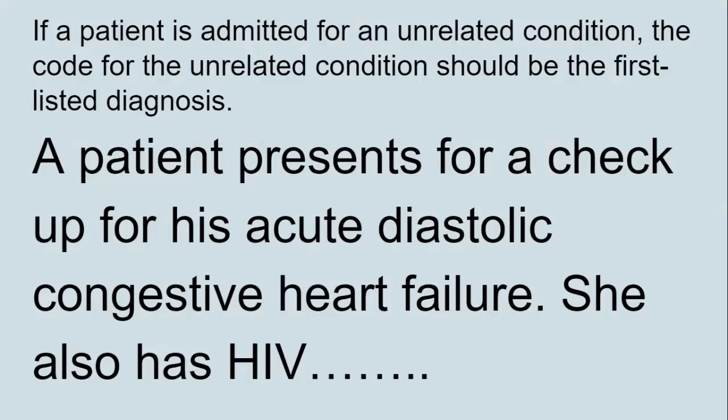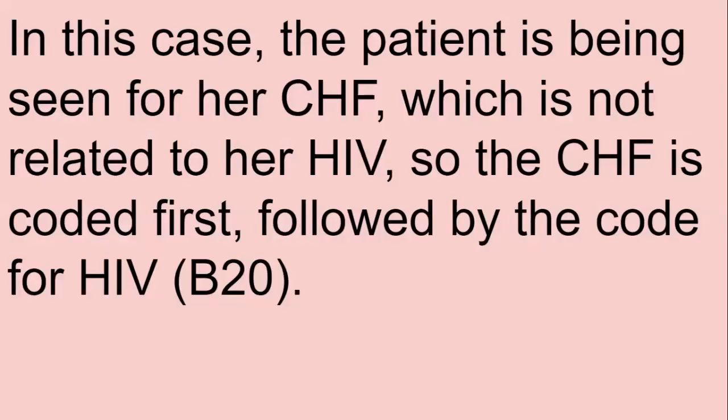If a patient is admitted for an unrelated condition, the code for the unrelated condition should be the first listed diagnosis. A patient presents for a checkup for her acute diastolic congestive heart failure. She also has HIV. What are we going to code first? In this case, the patient is being seen for her CHF, which is not related to her HIV, so the CHF is coded first, followed by the B20 for HIV.